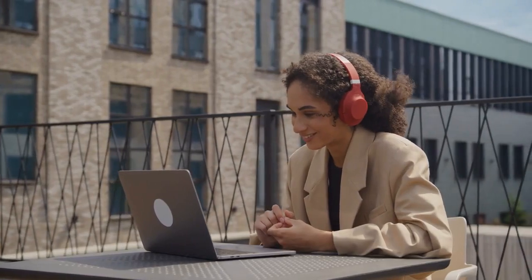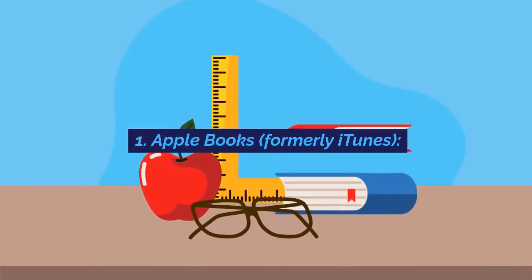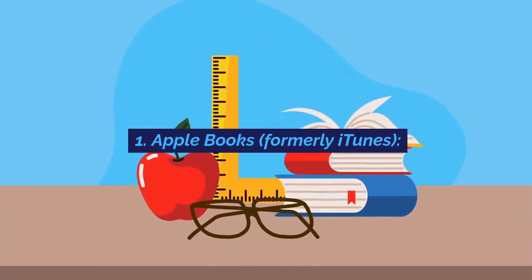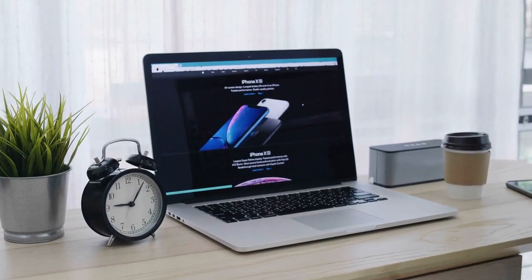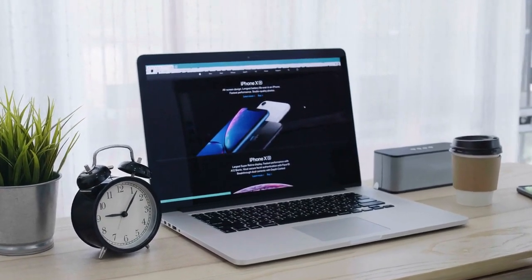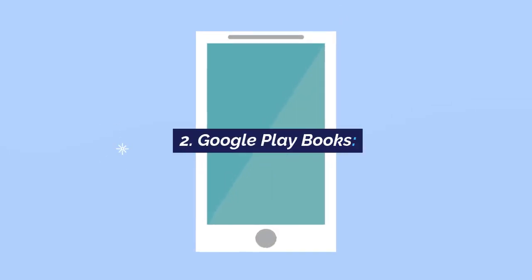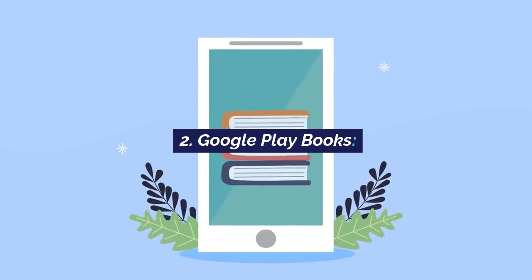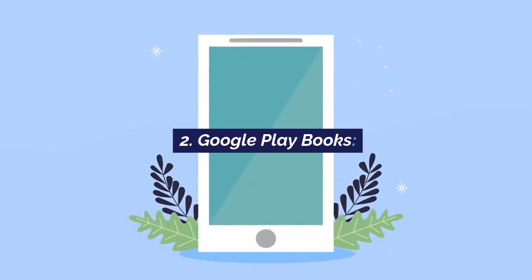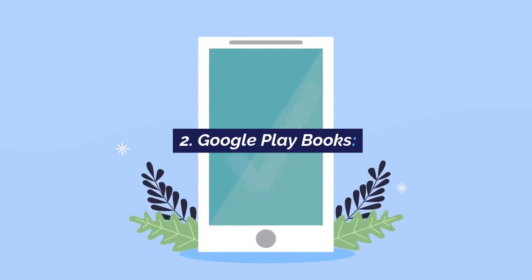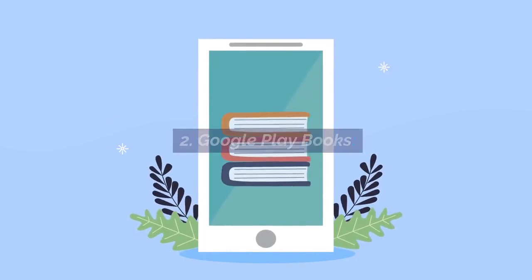But wait, there's more to the audiobook party than Audible. Check out these other audiobook sites. Number 1, Apple Books, formerly iTunes. Get your audiobook to all the Apple fans out there. All the iPhone, iPad and Mac users will love it. Number 2, Google Play Books. Spread the audiobook love on both Android and iOS devices, reaching a global crowd.